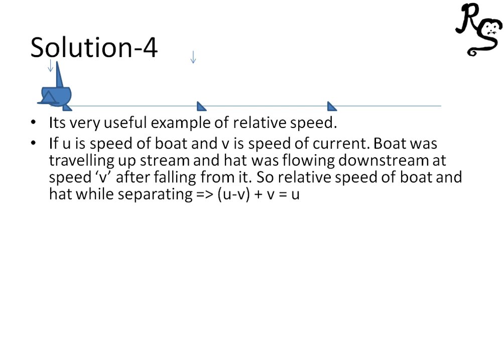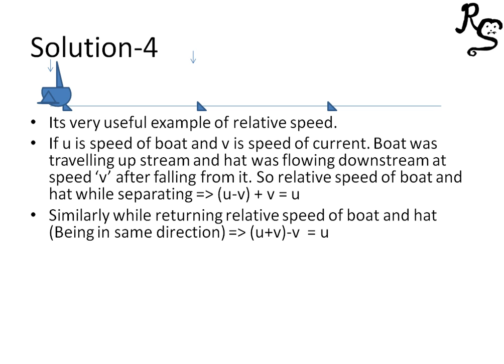Now let us see what will happen when Richa is coming back. While returning, the speed of the boat would be u plus v, where u is the speed of the boat and v is the speed of the current. The speed of the hat is v, the speed of the current. So the relative speed of boat and hat would be u plus v minus v, as the hat and boat are both moving in the same direction. It will be the difference of the speeds of boat and hat, so the resultant speed would be u. Now the hat and boat would be coming close to each other with the same speed u.